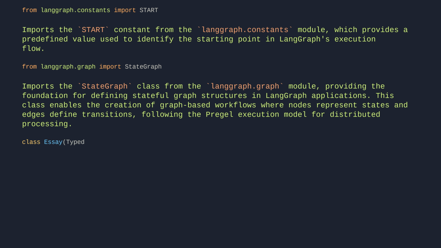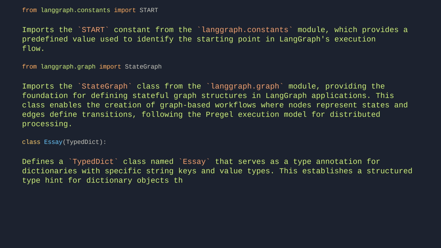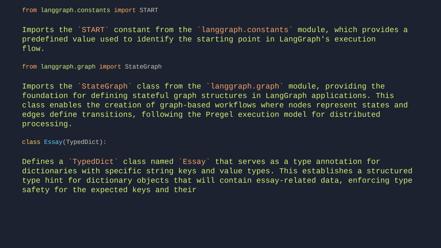Class Essay(TypedDict). Defines a TypedDict class named Essay that serves as a type annotation for dictionaries with specific string keys and value types. This establishes a structured type hint for dictionary objects that will contain essay-related data, enforcing type safety for the expected keys and their corresponding value types at development time.